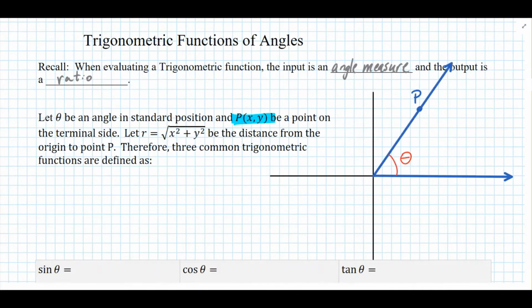The length r, which may also represent the radius of a circle whose center is at the origin, can be computed with a simple equation. R equals the square root of the sum of x squared and y squared.